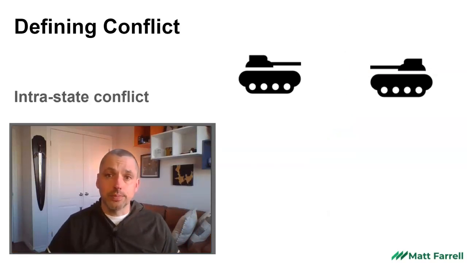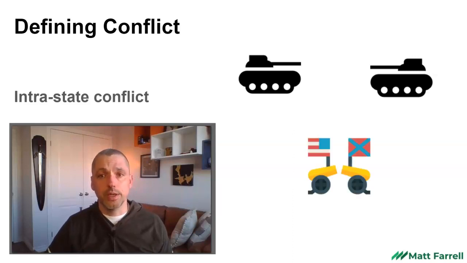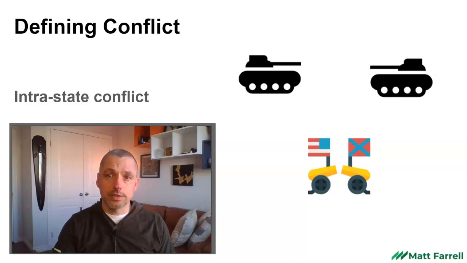Now, it's also possible that the conflict happens within a state. We call that intra-state conflict. The belligerents are part of the same country. And a classic example of this is the American Civil War, when the southern states seceded, and then the Union and the Confederacy fought a brutal, protracted civil war.